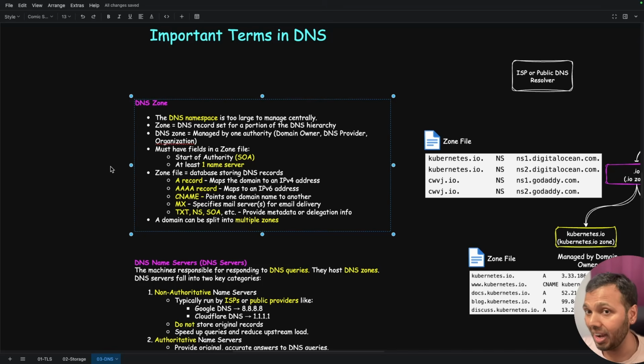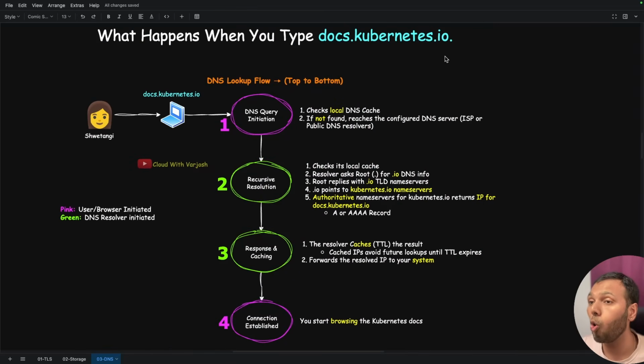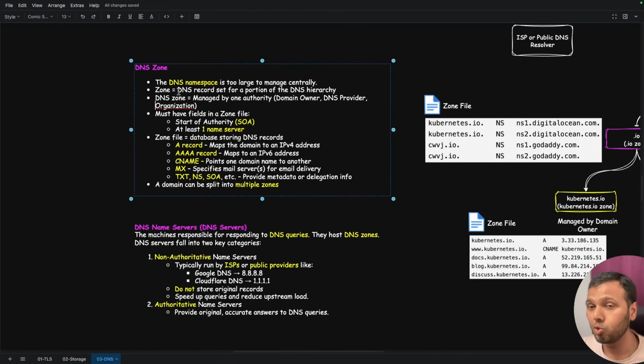.io TLD. Again, I'm telling you, DNS zones walk from right to left. Every entity will have its own DNS zone. Read the definition once again. Zone is equal to a DNS record set for a portion of the DNS hierarchy. Now, must-have fields in a zone file. What is a zone file, Varun? If there is a zone and you want details about that zone, those details will be available in the zone file.